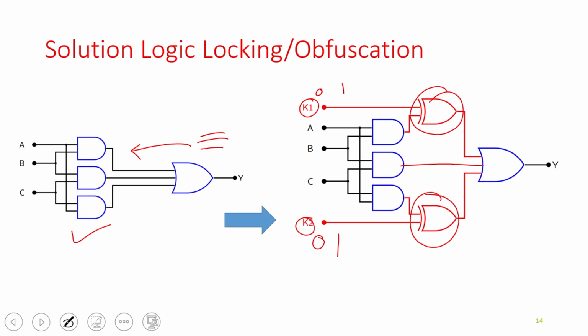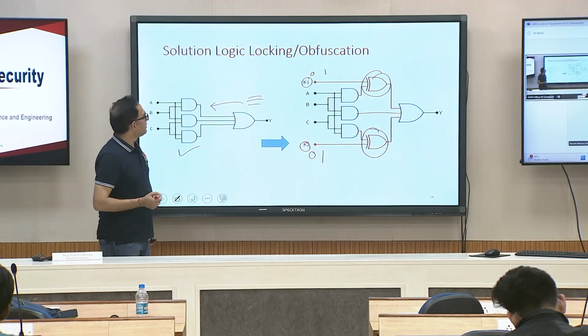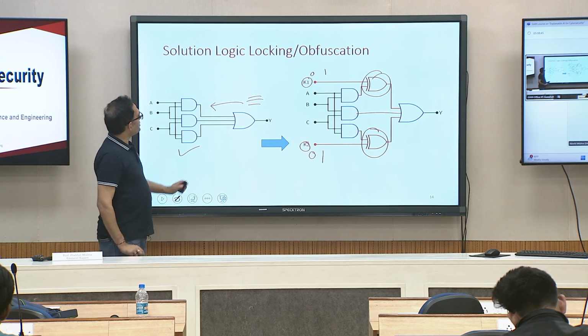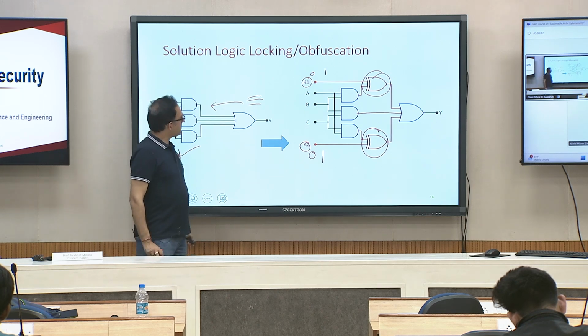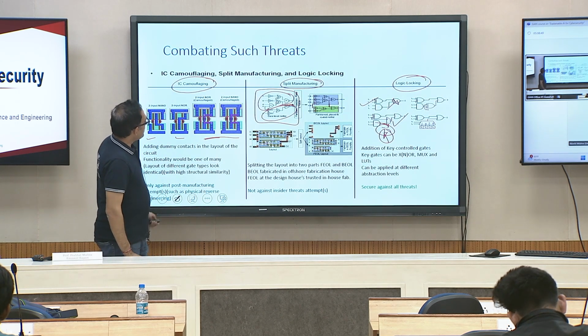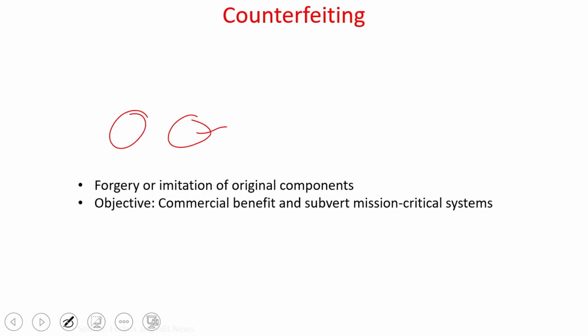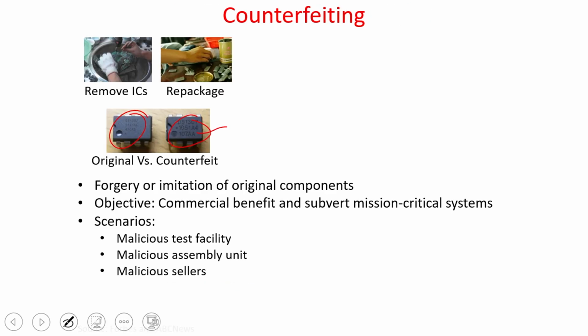You may not have 100% corruptibility, in the sense that it is not that all possible input output will be wrong, but if 70%, 80% of cases give wrong output, it is good enough, right. So, that is the entire objective of logic locking. And this can give protection against counterfeiting, because even if you build a counterfeit chip, you will not be able to use it because you do not have the keys, right.